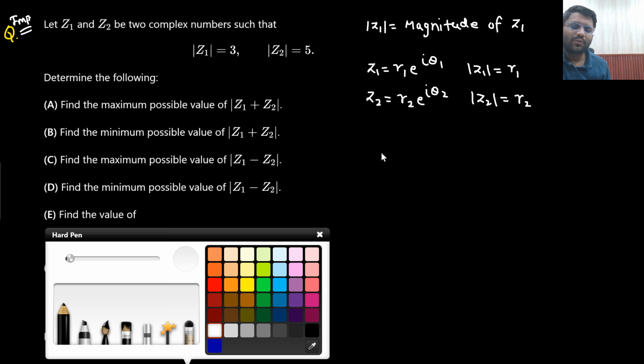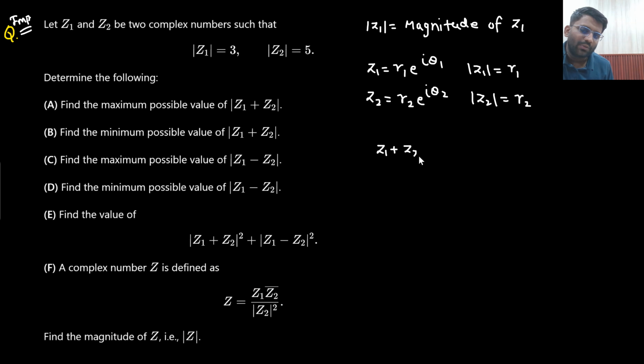Now some basic properties of conjugate: the conjugate of Z1 plus Z2 would be Z1 conjugate plus Z2 conjugate. Sorry, not dot, plus. It is pretty obvious. What is Z1 plus Z2? It is R1 e to the power iota theta 1 plus R2 e to the power iota theta 2. So this is also a different complex number, and you are calculating its conjugate.